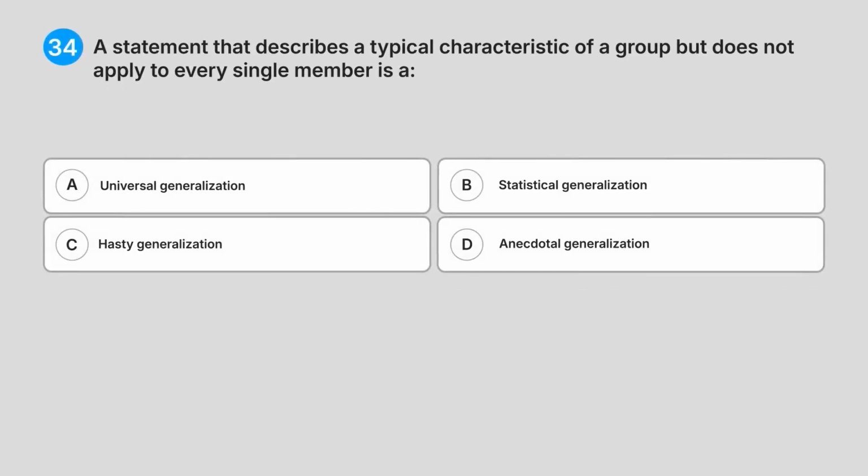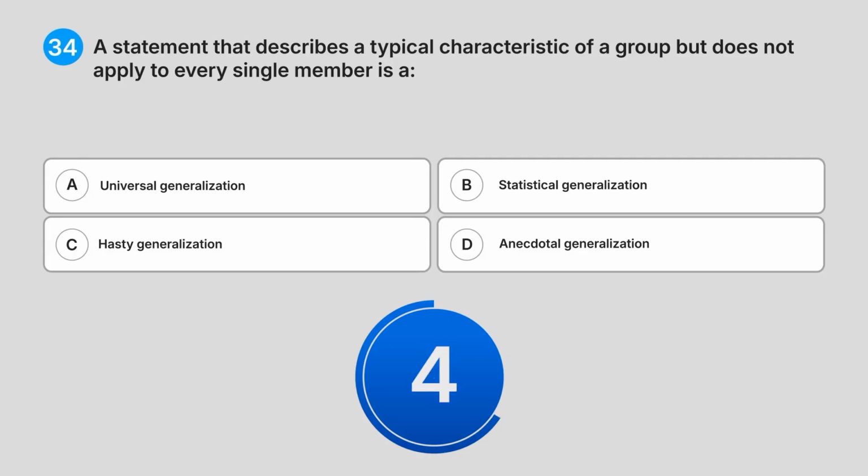34. A statement that describes a typical characteristic of a group but does not apply to every single member is A. Universal generalization. B. Statistical generalization. C. Hasty generalization. D. Anecdotal generalization. What do you think is the answer?